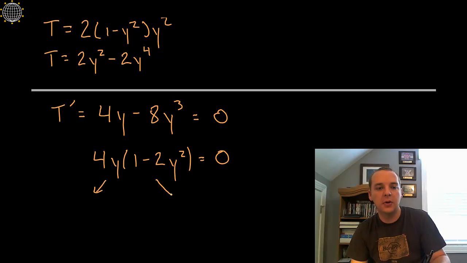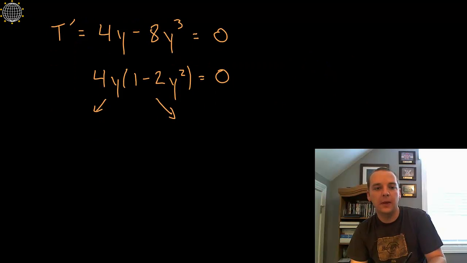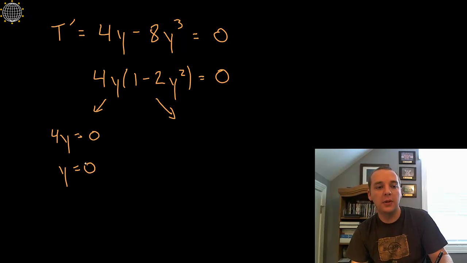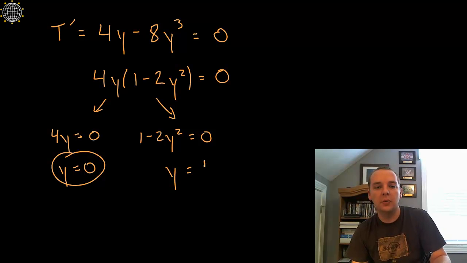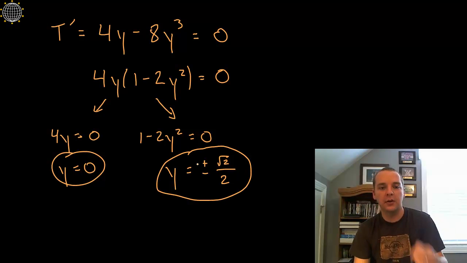So either this is 0 or that's 0. If you have a product equal to 0, one of the two has to be 0. So if 4y equals 0, that would lead to y being 0. Good. If 1 minus 2y squared equals 0, then after some algebra, I'm going to speed things along here, y would be plus or minus the square root of 2 over 2. Typo, sorry about that. Square root of 2 over 2. I did skip a few algebra steps there, so you might have to do that on your scratch paper, but these are the y values you would get.